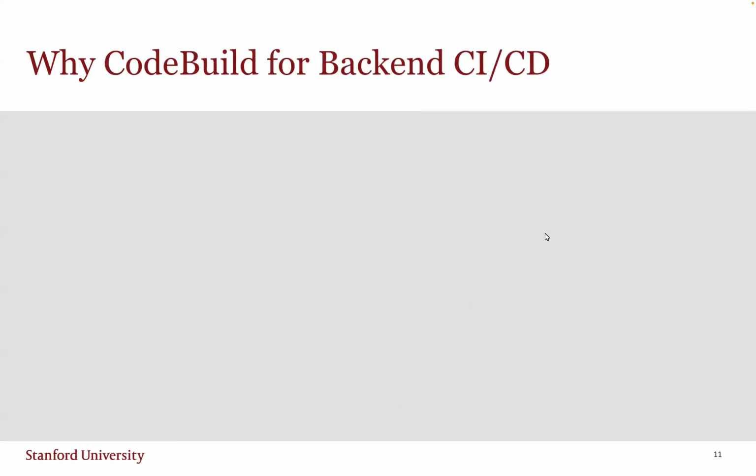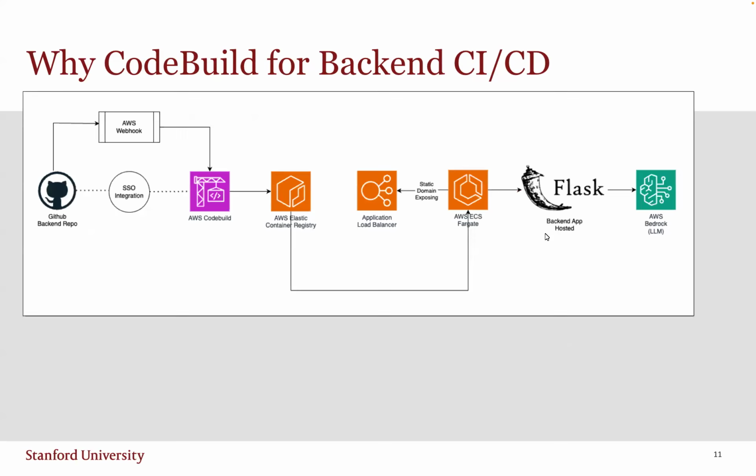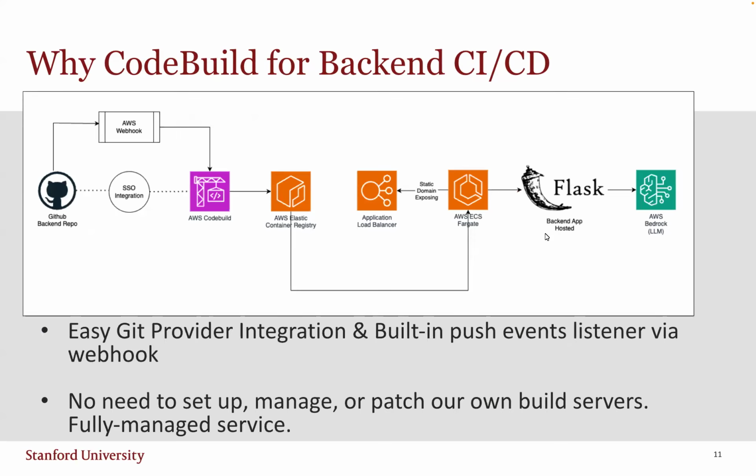Then let's go to the back end. Okay, so why did we choose CodeBuild for the backend? Same thing: easy Git provider integration, SSO integrated with a Stanford SUNet ID, and also a built-in push events listener via webhook. So it comes with a webhook. And then once we provide this webhook URL to GitHub, GitHub will automatically send any push events to the webhook, and then it will trigger the CodeBuild.